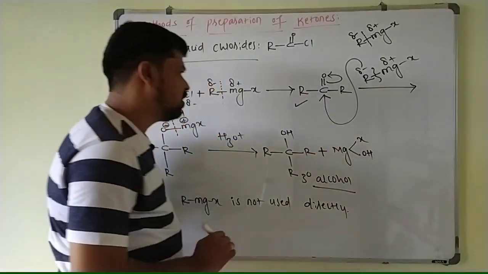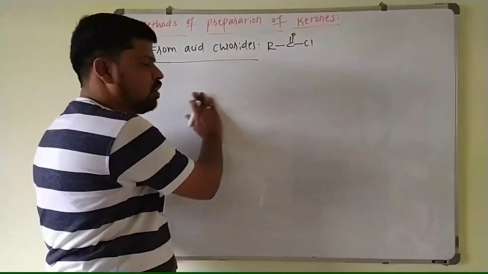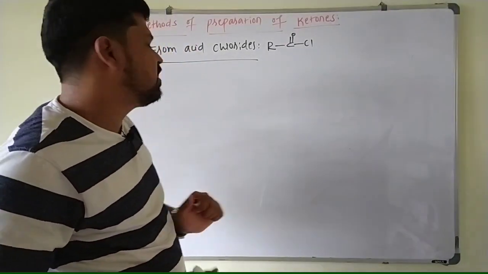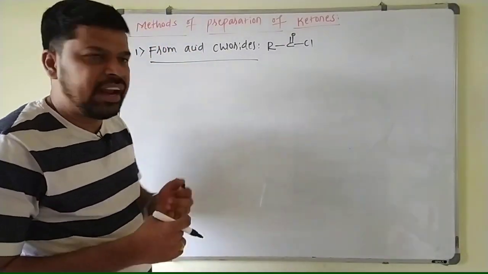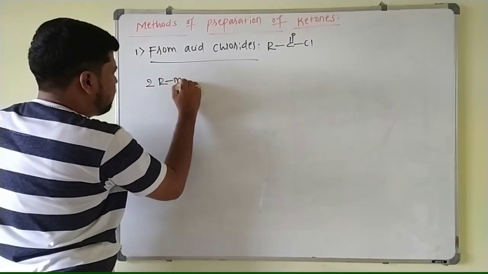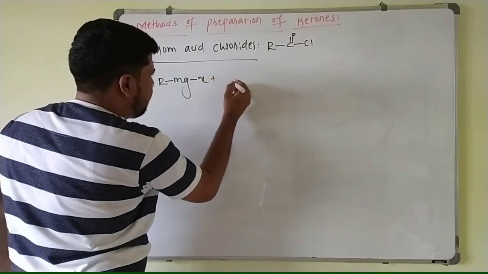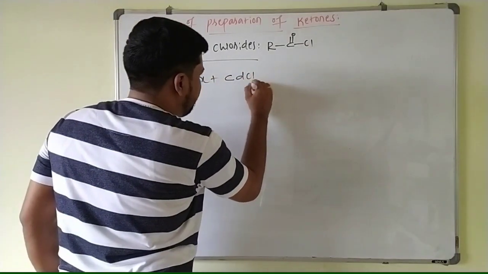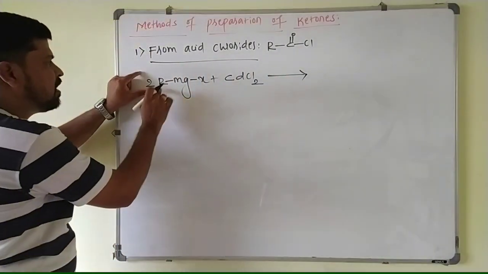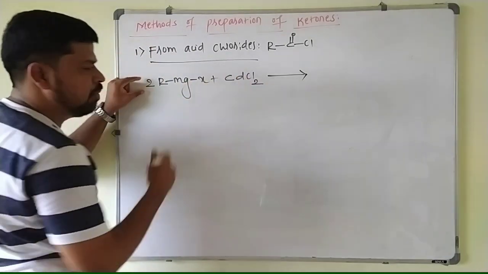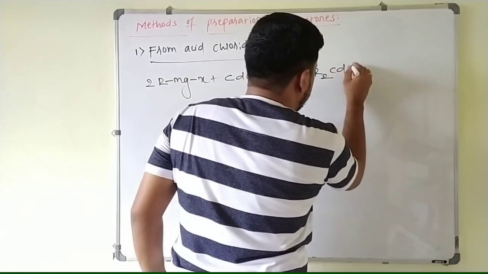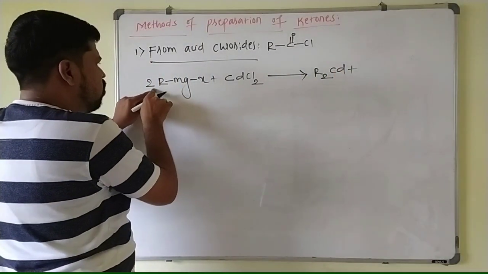So what is the method used for this one? We will see that one. Since the Grignard reagent cannot be used directly for the preparation of ketone by using acid chlorides, it is used indirectly. First this Grignard reagent, I will take 2 moles of RMgX. This Grignard reagent is treated with cadmium chloride, CdCl2, to form dialkyl cadmium. These two alkyl groups which are present in the Grignard reagent are transferred to the cadmium to form dialkyl cadmium like this. This is R2Cd plus 2 moles of MgX.